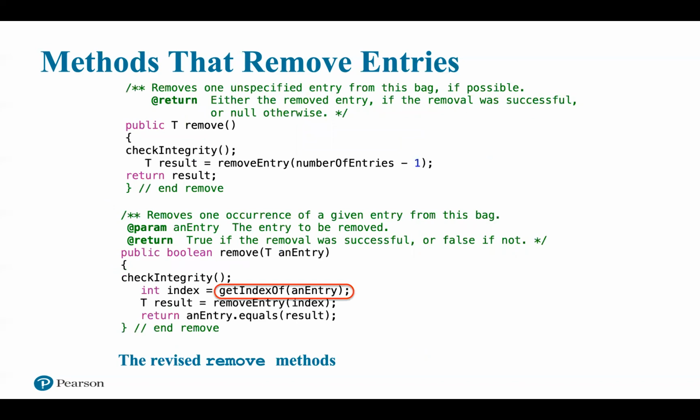Here is another example of a remove method. The previous method does not search for the entry to remove, as it removes the last entry in the array. The second method, however, does need to perform a search. Rather than thinking about the details of locating an entry in the array right now, let's delegate this task to another private method, which we could specify.